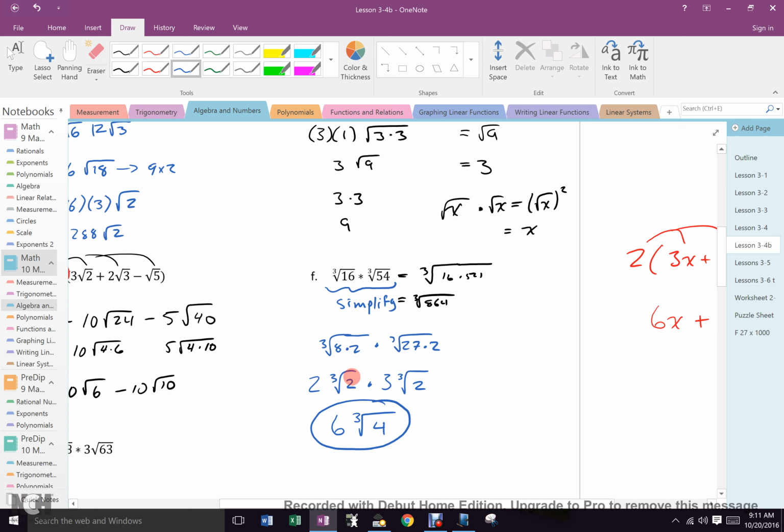But Mr. Myers, I thought you said when you had root times a root, you got the radicand. Why is the cube root of 2 times the cube root of 2 not 2? Because it's cube root, right? What would the cube root of 2 times the cube root of 2 times the cube root of 2 be? That would be 2. Does everybody understand that? Everyone's cool with that? Okay.